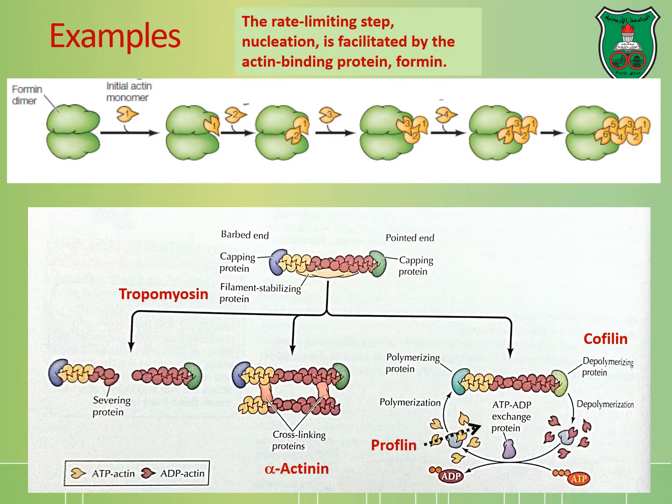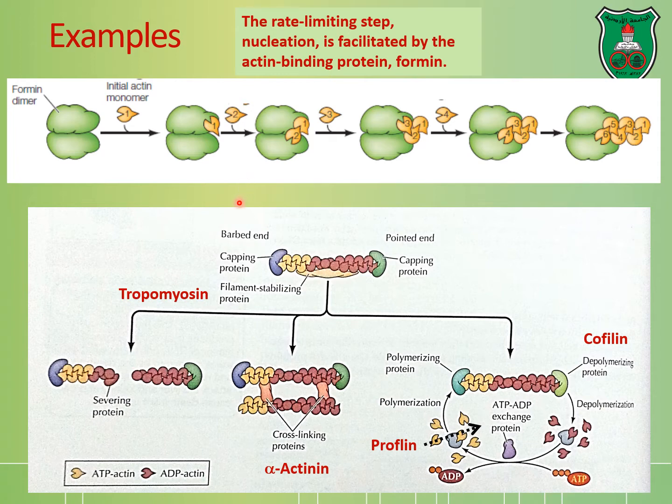Now, as I said, the rate limiting step is nucleation, the formation of the trimer. This is the rate limiting step. Okay, this is the slowest process. Now, this process, by the way, is controlled by a protein known as formin. So from the name, you can tell what it does. It forms an actin microfilament.